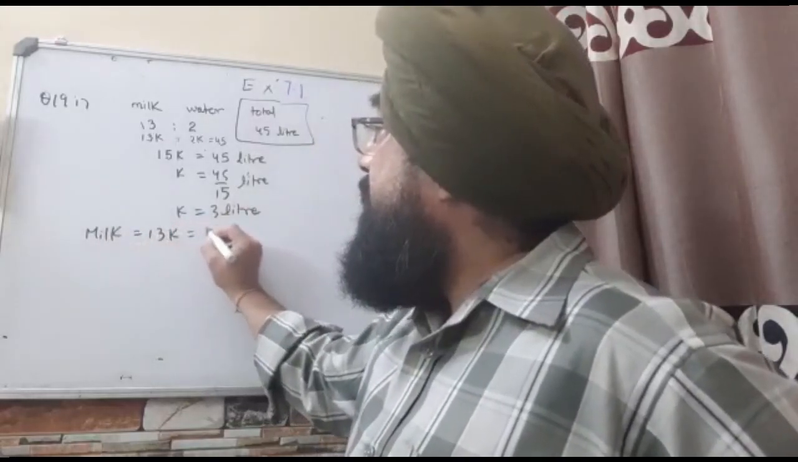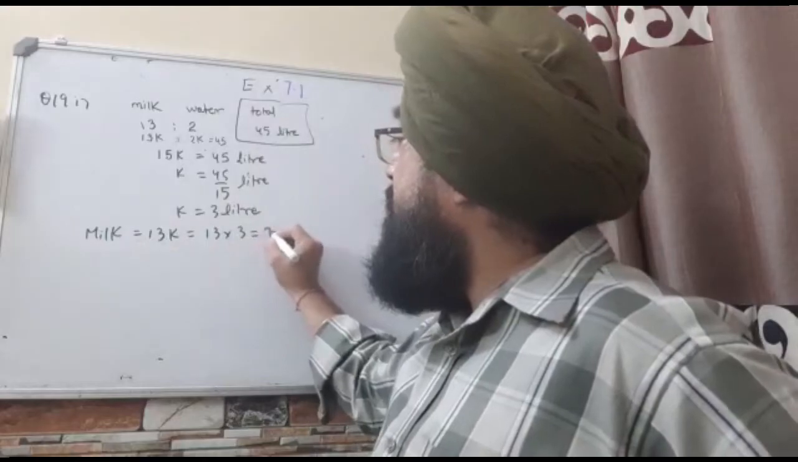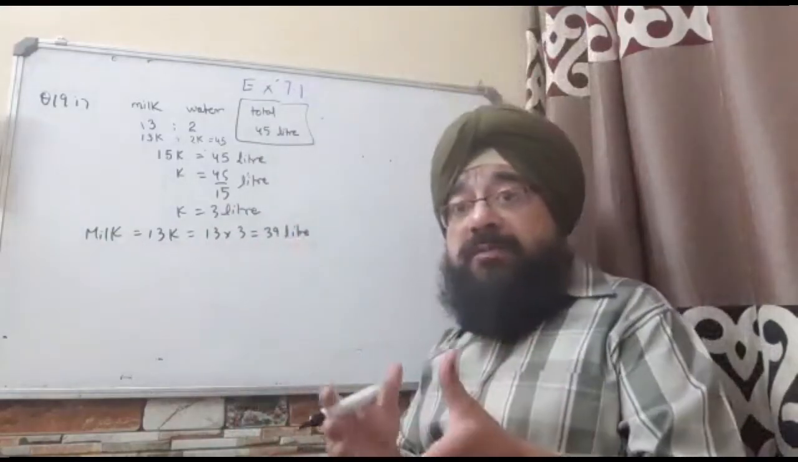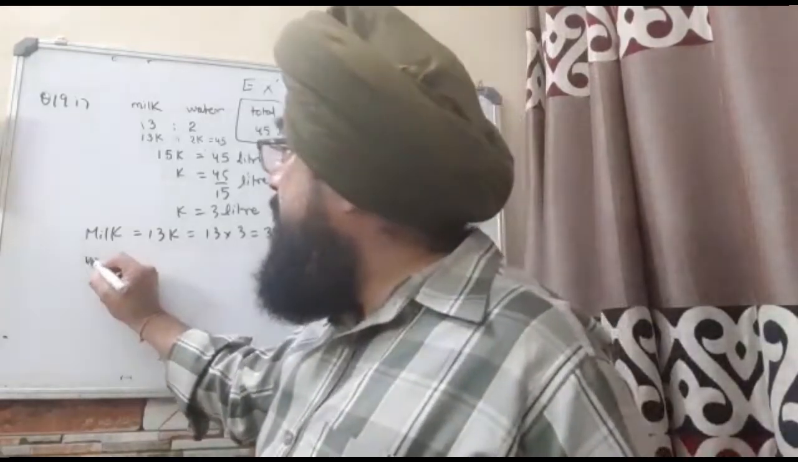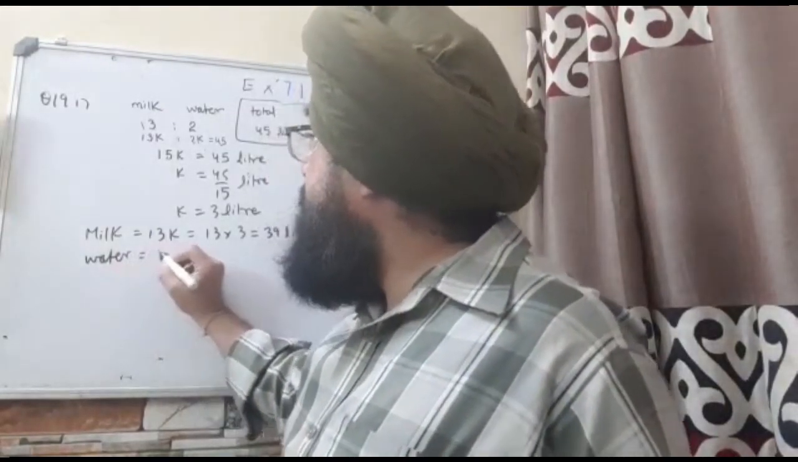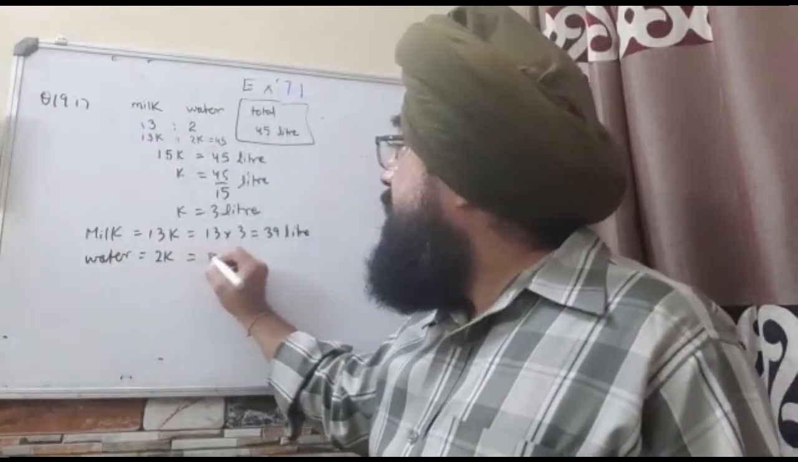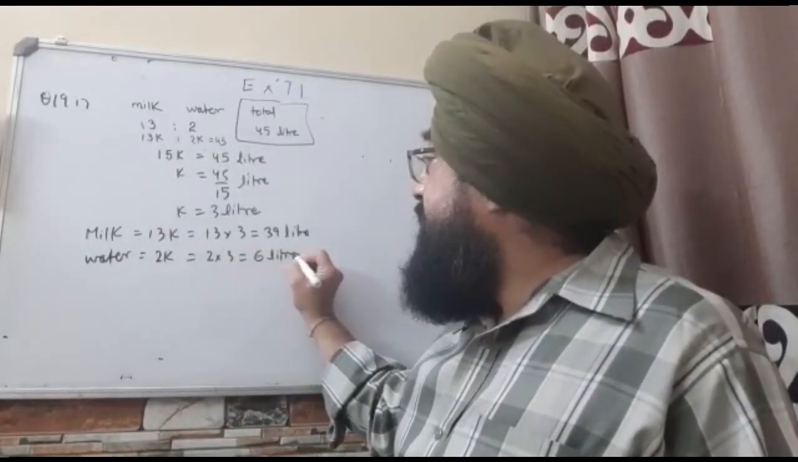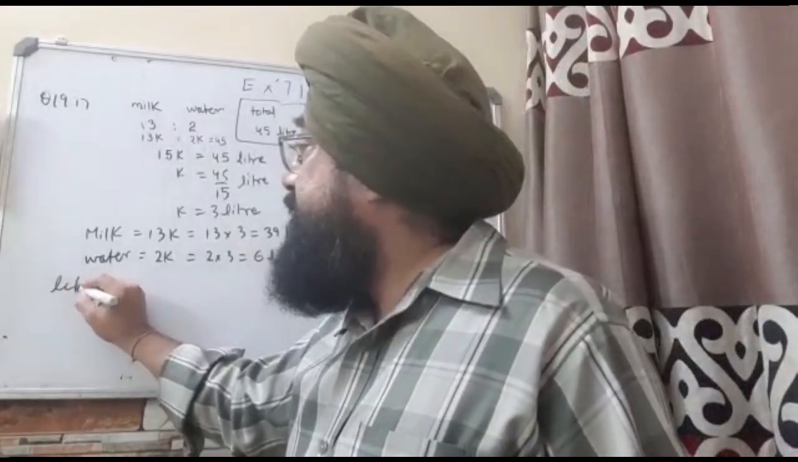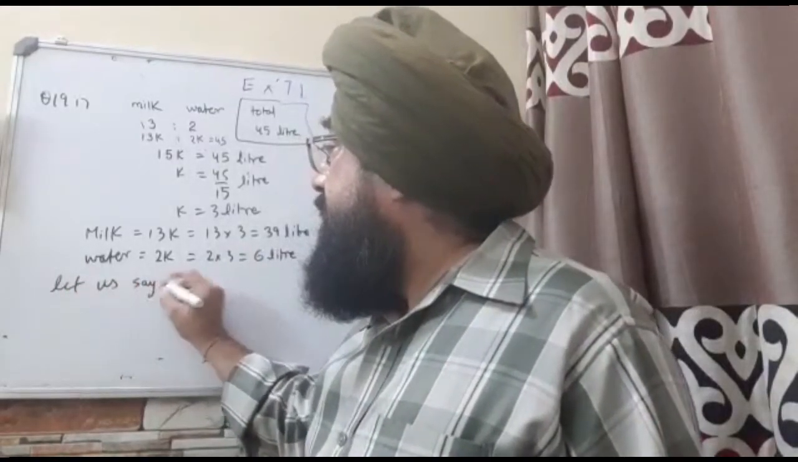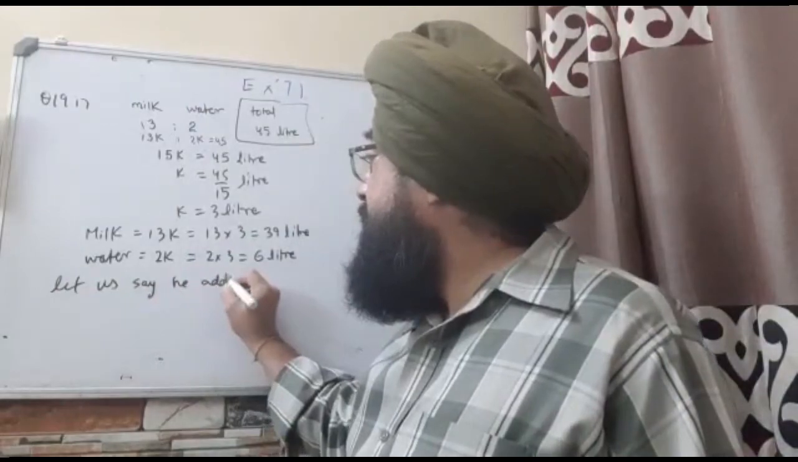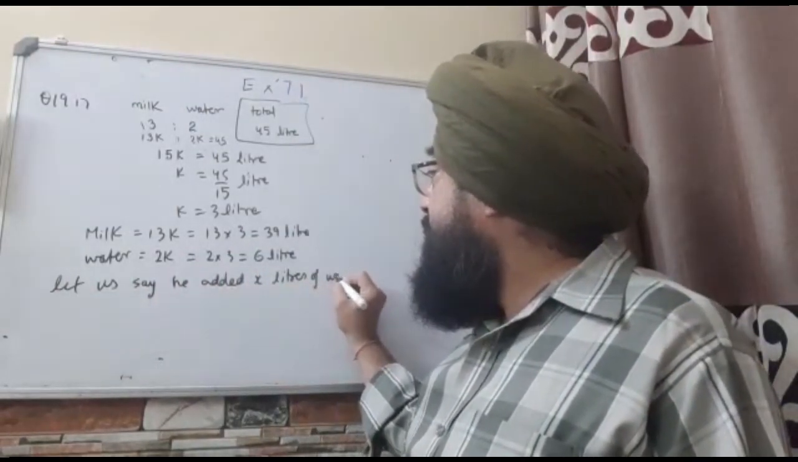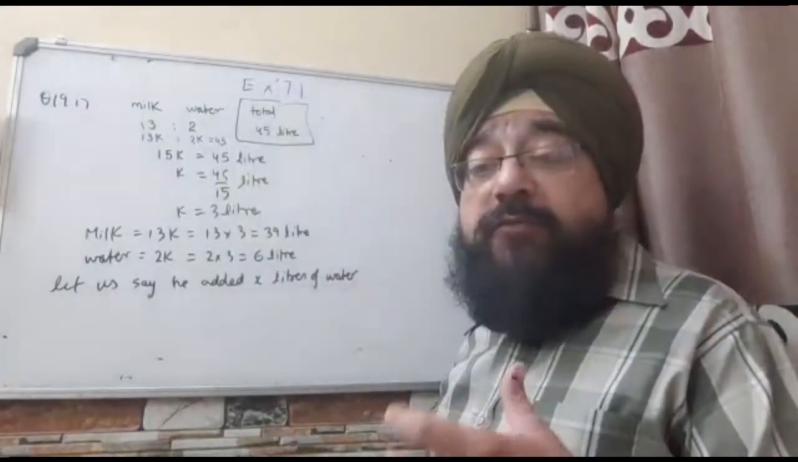K 3 लीटर्स हुआ, इसलिए मिल्क हो गया 13k यानी कि 13 × 3 दैट इज 39 लीटर। तो दूध तो उतना ही रहा, दूध तो नहीं बढ़ा रहा है वो उसमें, लेकिन वाटर कितना था बचा खुचा, दैट इज 2k, दैट इज 2 × 3 दैट इज इक्वल टू 6 लीटर्स। अब उसने क्या किया, let us say he added x liters of water, and God knows what kind of water he is adding.